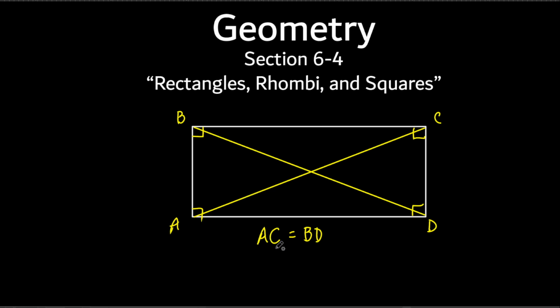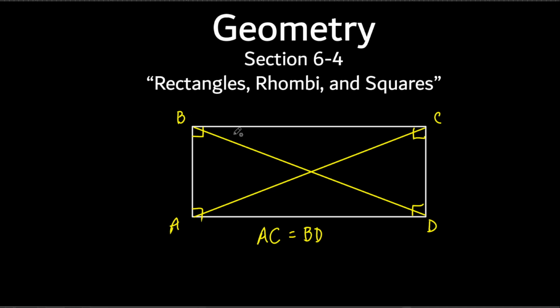We've talked about that a lot in the past, and I guess we forgot about it. You cannot write down equals something degrees. If I ask for AC, you can't say it's 27 degrees. That doesn't make any sense because this is a line segment. Line segments are not measured in degrees. Everybody got it? You would just write down a number. So AC is equal to BD. That's what the theorem says. Again, it's only true about rectangles.